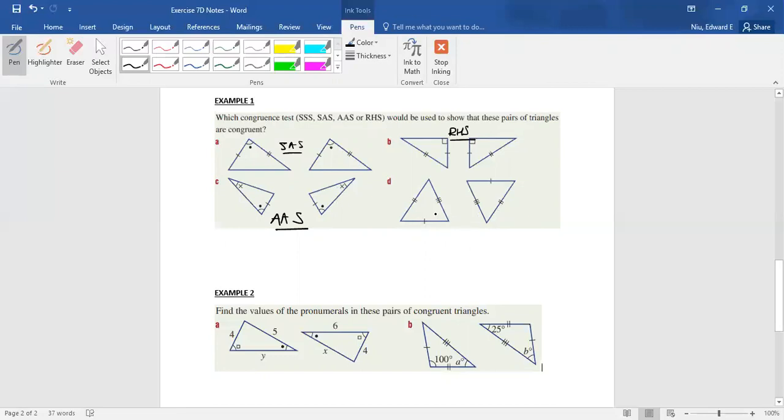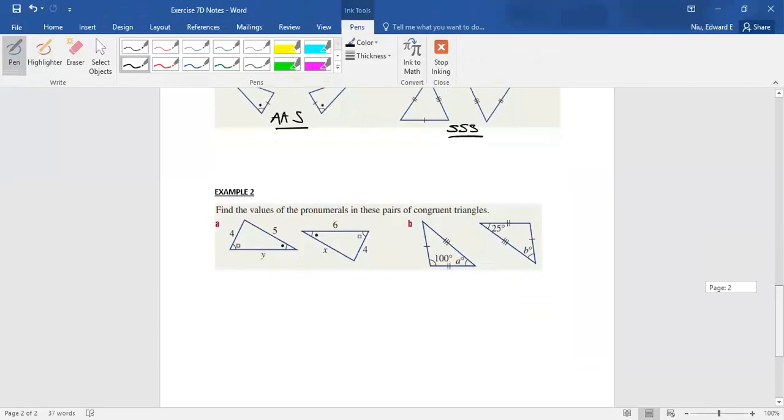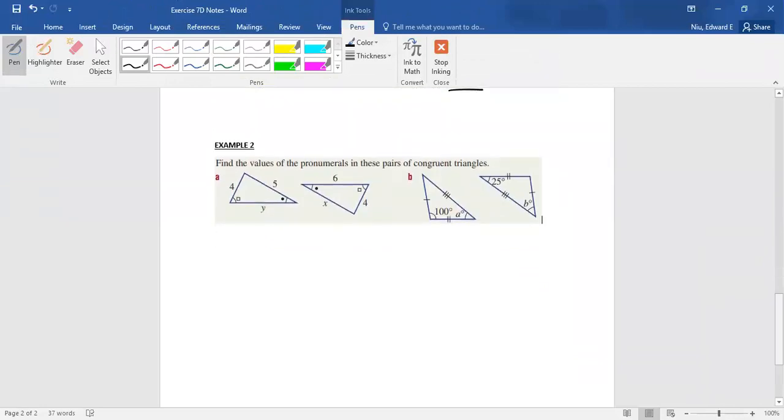And lastly, we've got a triangle that's got 3 sides that are all the same. Here we've got the bottom edge in the left triangle that's corresponding to the top edge on the right, and basically this triangle here is just shifted and rotated on the right. So here we've got side, side, side as our proof. Once you get the proofs, example 2 gets us to find the missing pronumerals.